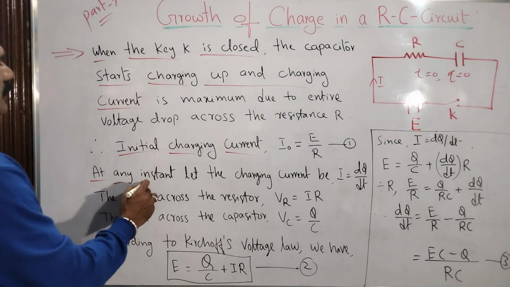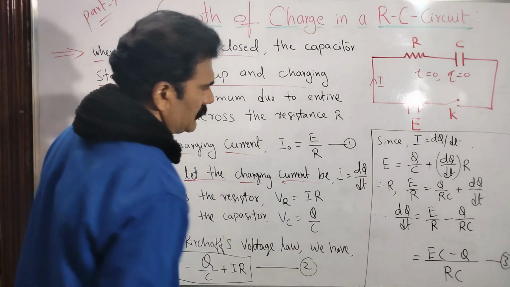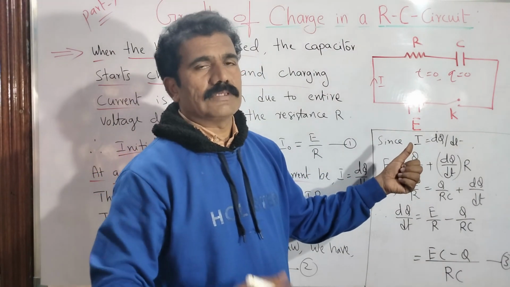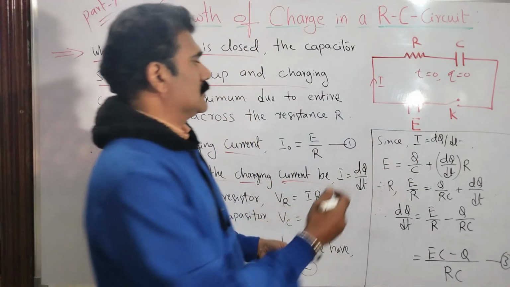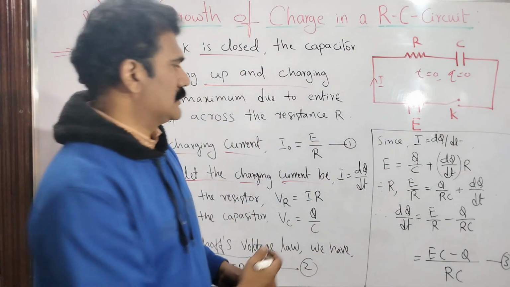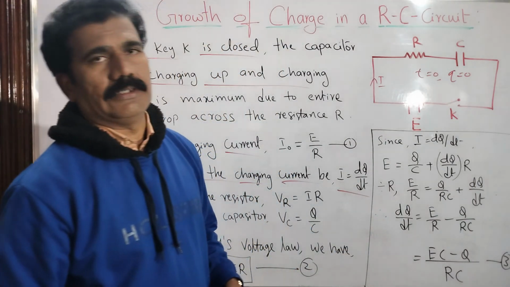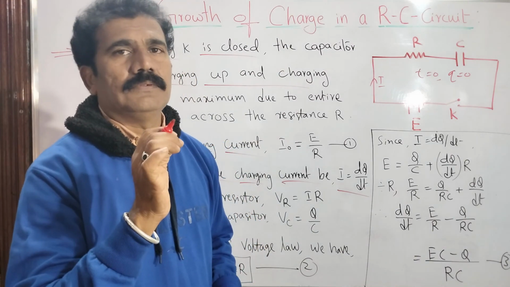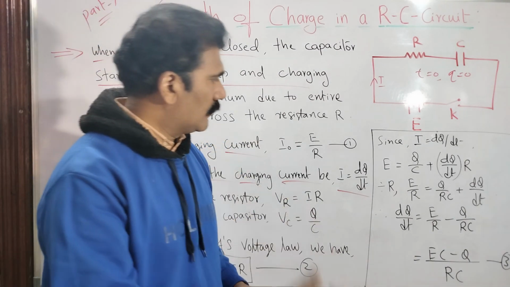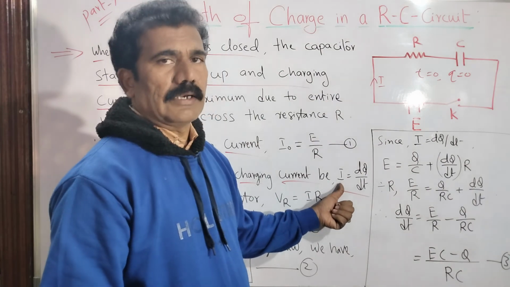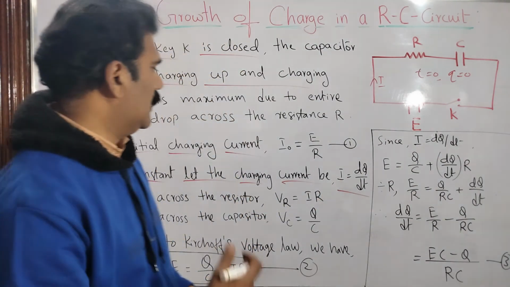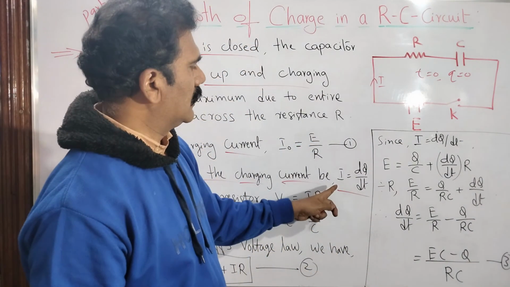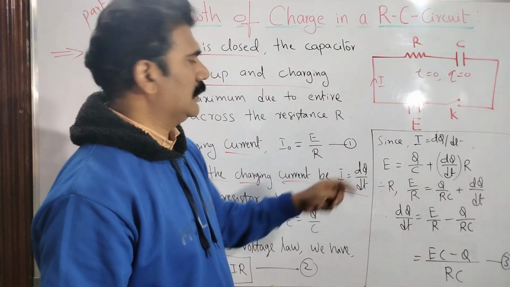Now at any instant, let the charging current be considered. As you wait for time, the current varies with respect to time. That variable current is I is equal to dq by dt. This dq by dt is nothing but the rate of change of charges. The rate of flow of charges can be considered as the current. So that is the variable current at any instant except at time t equal to 0. At all other instants of time t, the current is considered as dq by dt.